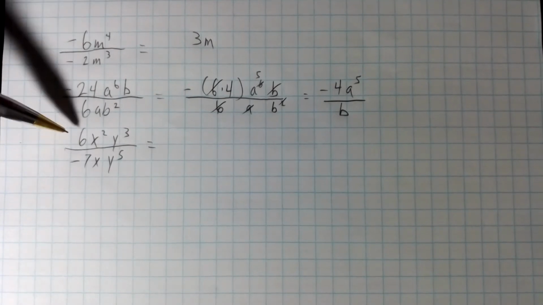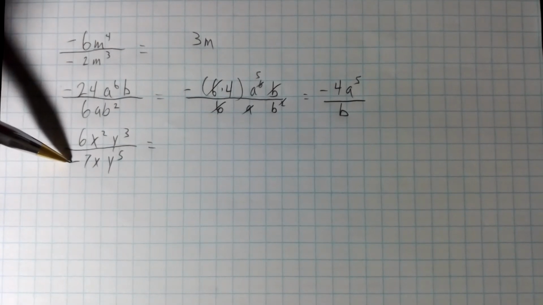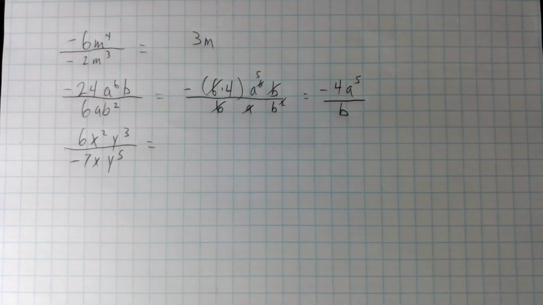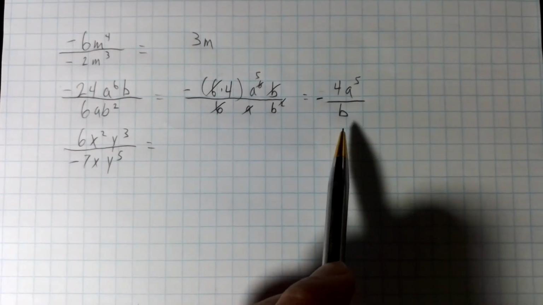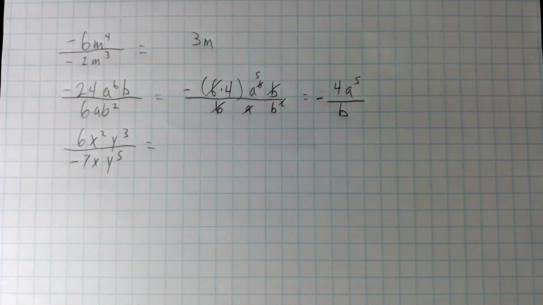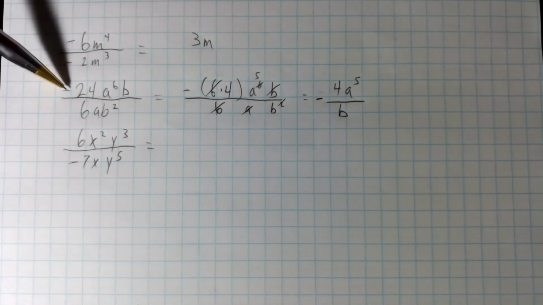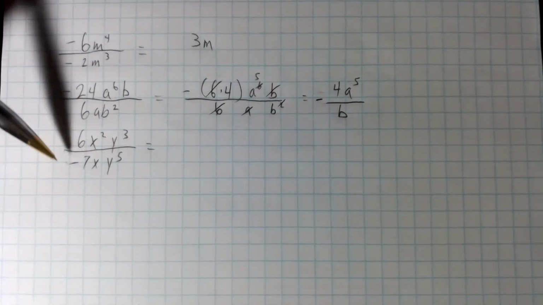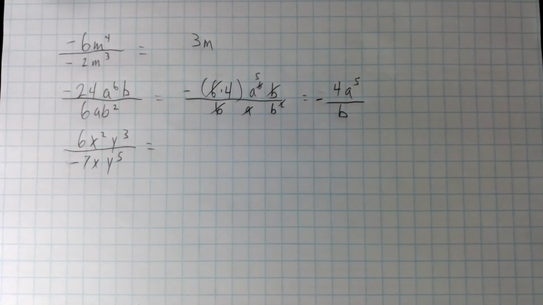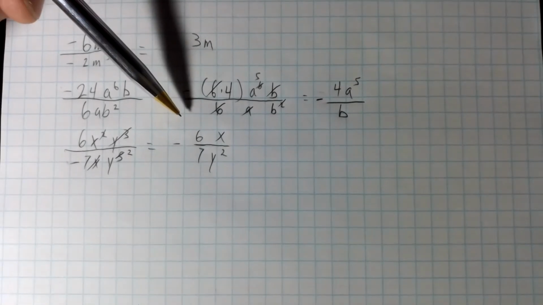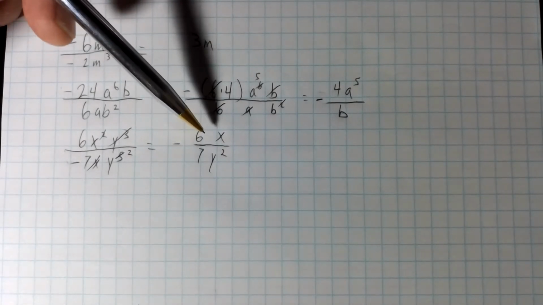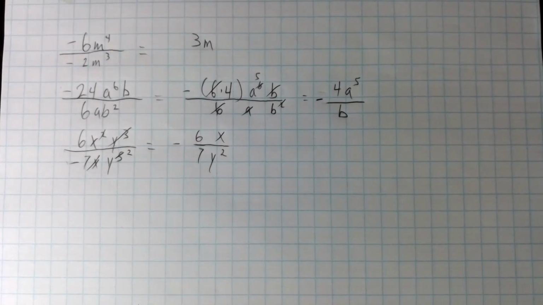Alright, here's my next problem. Now, on this one, the negative sign's on the bottom. On my last answer here, I probably should have brought that negative sign out to emphasize that it's there. Anyhow, notice here, it ended up coming out. Now here, I'm going to end up with the same thing. It's on the bottom, but it'll still pop out. And I get negative 6x divided by 7y squared.